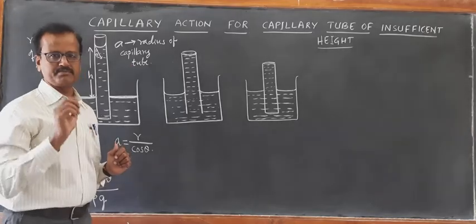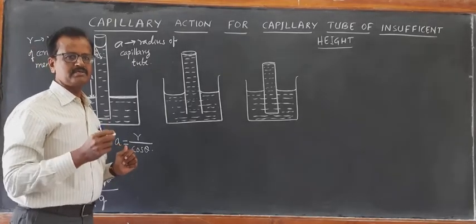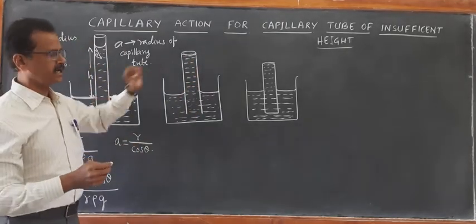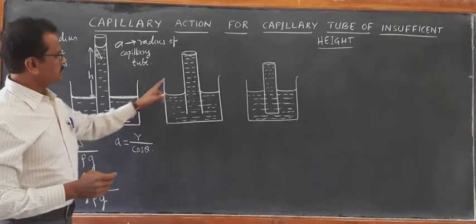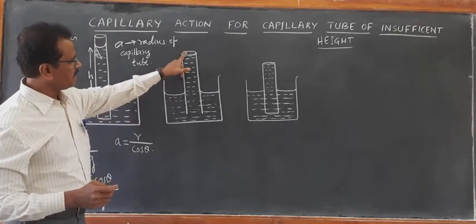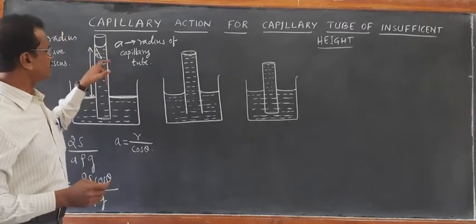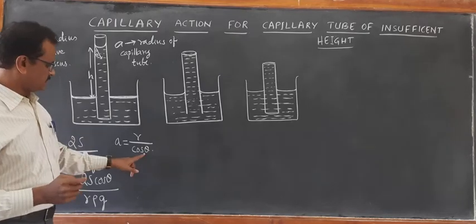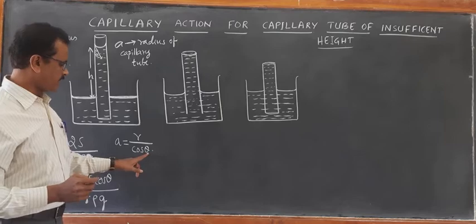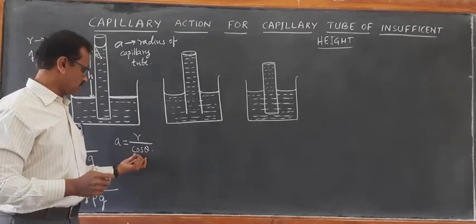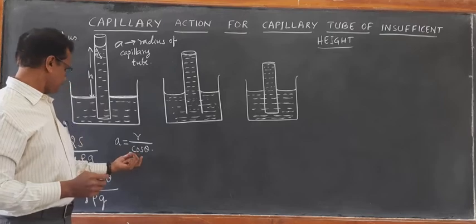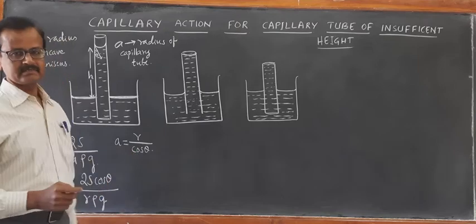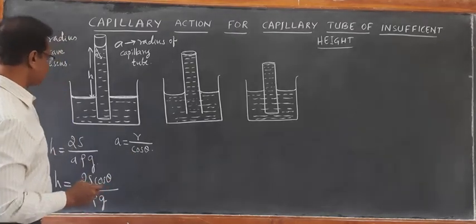For the shorter height of the capillary tube, the water rises because of the pressure difference, Pi minus P naught. Because of this excess pressure, the water tries to move up to this height, but it doesn't find that height. It still tries to rise. As a result, at this point, the angle of contact theta increases. When theta increases, cos theta decreases. When cos theta decreases, the radius of curvature increases.